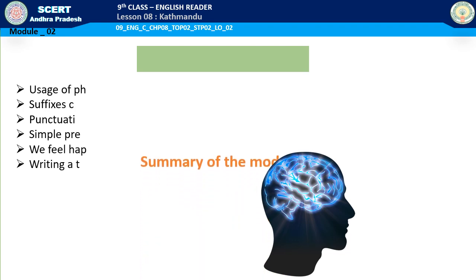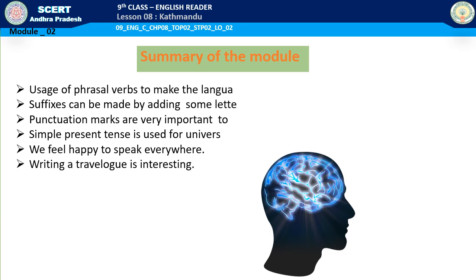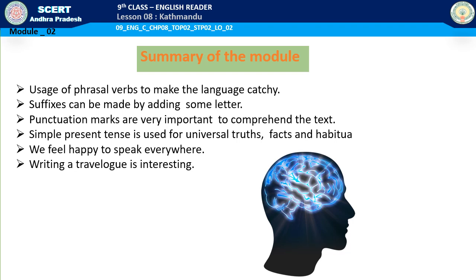Summary of the module. Usage of phrasal verbs makes the language catchy. Suffixes can be made by adding some letters. Punctuation marks are very important to comprehend the text. Simple present tense is used for universal truths, facts, habitual actions, imminent actions, and perceptual words, quotations, etc. We feel happy to speak everywhere. Writing a travelogue is very interesting.